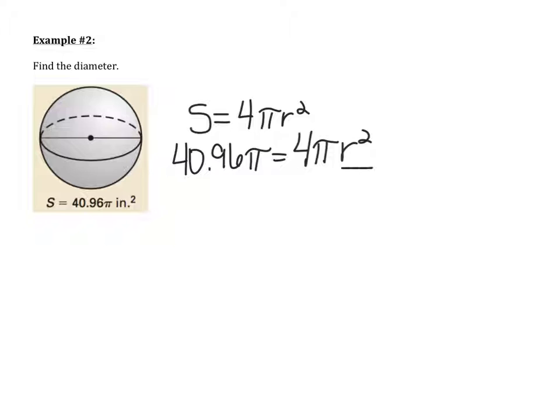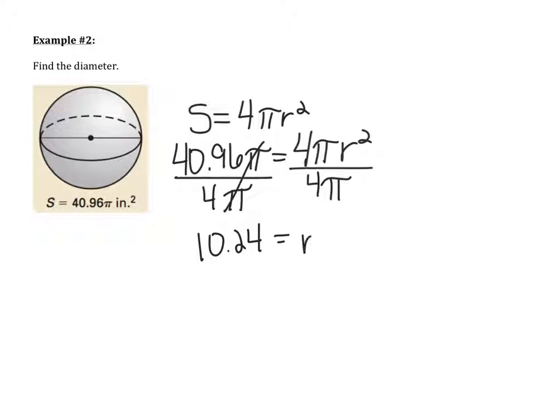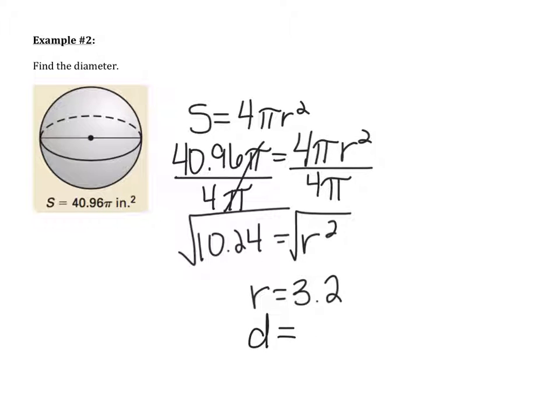So the first thing I'm going to do is divide by 4 pi. The pi's are going to cancel, and then 40.96 divided by 4 is 10.24, and that's equal to r squared. So now I'm just going to take the square root. So the square root of 10.24 is 3.2. So the radius is 3.2. So again, we were asked to find the diameter. So now that we know what the radius is, we'll just double it for the diameter. So the diameter would be 6.4. And since the surface area was square inches, the diameter would be just inches.